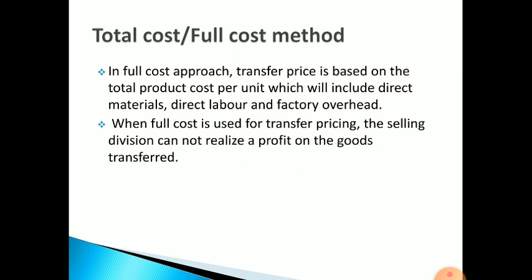Okay, students, the transfer price is based on the total cost of the product per unit, and it includes all direct cost and overheads. One important point to be noted is that the selling division cannot realize any profit on the goods transferred. It includes total product cost per unit, that means all direct cost and overheads, and the selling division cannot realize any profit on the goods transferred. This is called the total cost or full cost method.